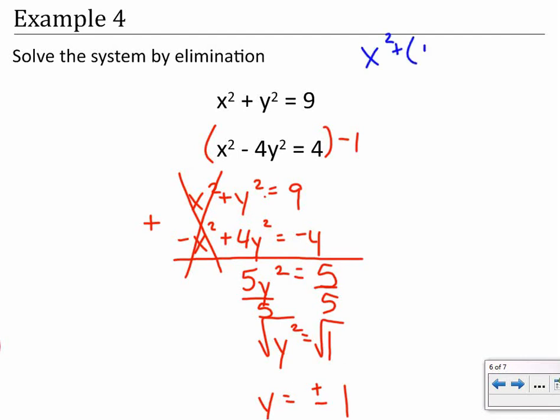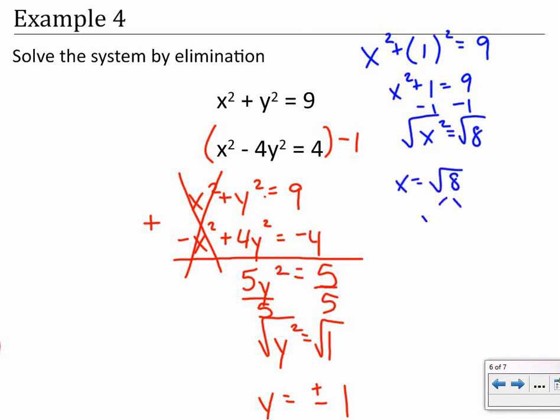So I'd have x squared plus 1 squared equals 9. So this is x squared plus 1 equals 9, minus 1. X squared is 8. Take the square root. So x is the square root of 8, which if you simplify that, that's 4 and 2. So that becomes 2 radical 2. So that means that the first point in my solution to my system was 2 radical 2 comma 1.